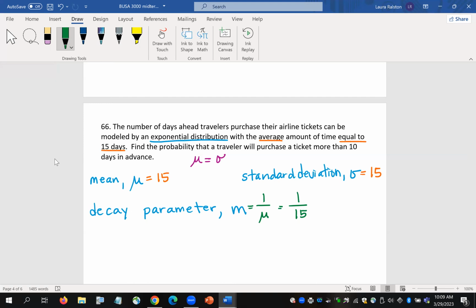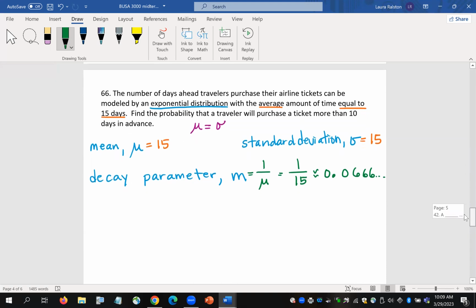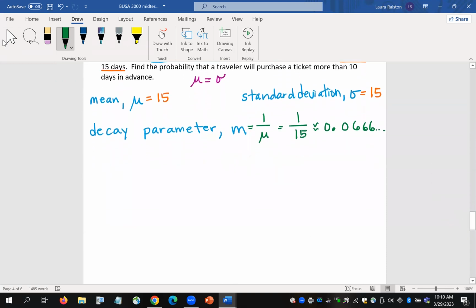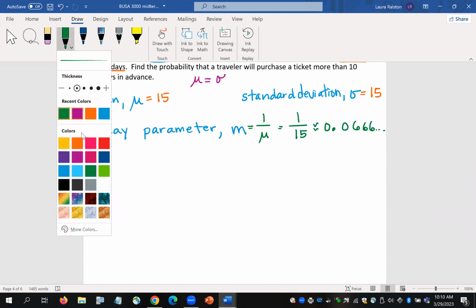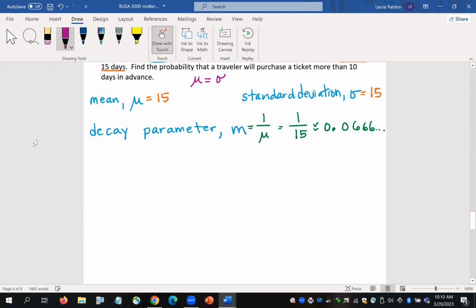Now let me see if I can convert that to a decimal. Might be better to use it as a fraction because this is approximately 0.0666 repeating. Okay, so it can get tricky using the repeating decimal. So for this one, I might go ahead and use the fraction. And then the question asked me, probability a traveler will purchase a ticket more than 10 days in advance.